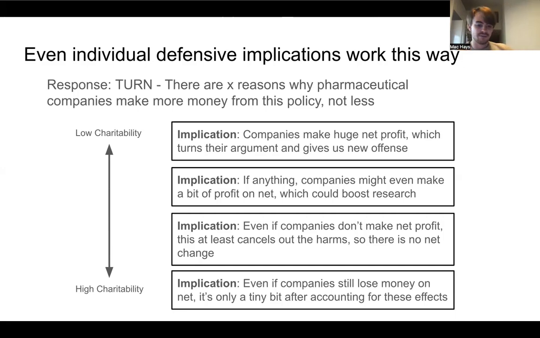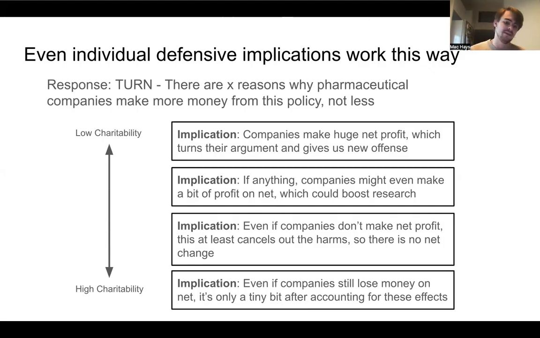A third implication, which is now getting much more charitable and much more realistic, right, is even if companies don't make net profit, at the very least, this cancels out the harms. So there's not any net change. They don't have offense. They don't have a link.